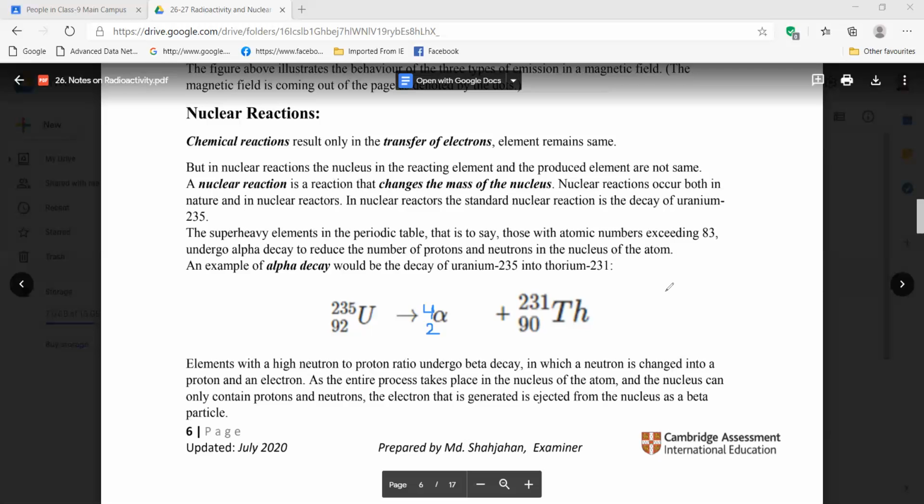So can you tell me what is the number of neutrons here? Number of neutrons, 235 minus 92. If you subtract, what does it come to? 143. Very good. So this is the number of neutrons.